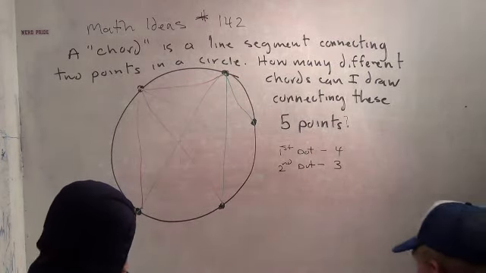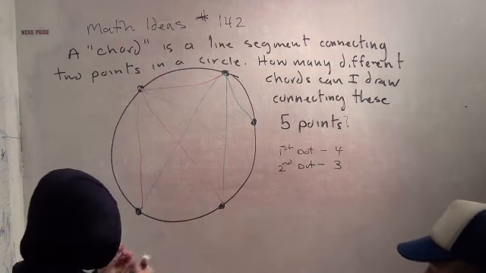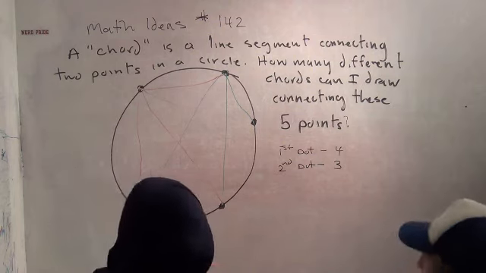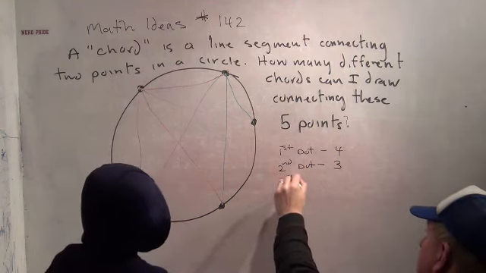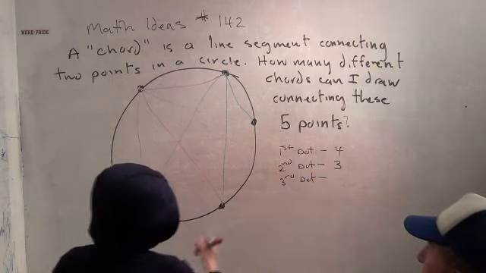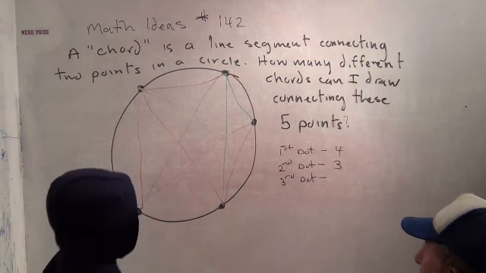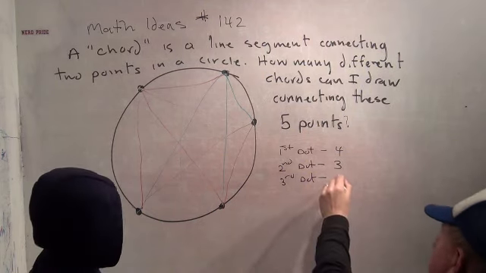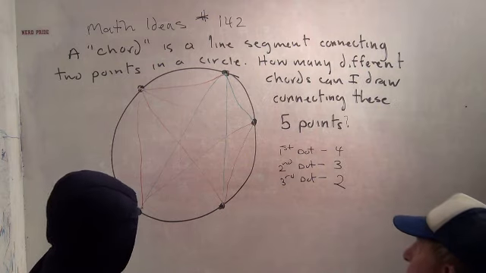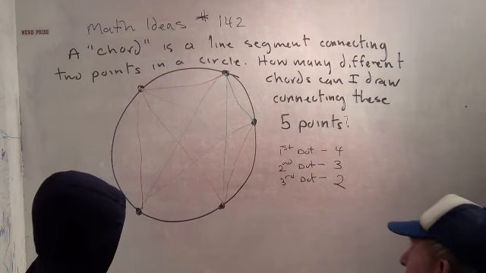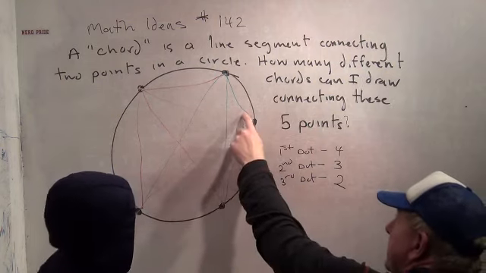Okay, so now let's go to a different color again. Here's a brown one. Okay, where do you want to go to next? This one. Okay, so the third dot. How many can you draw from there? One, two. Aha! Third dot only has 2. Now, why does it only have 2? The first one had 4, the second one had 3, the third one only has 2. Two chords were already drawn in, because this one was already drawn and this one was already done.